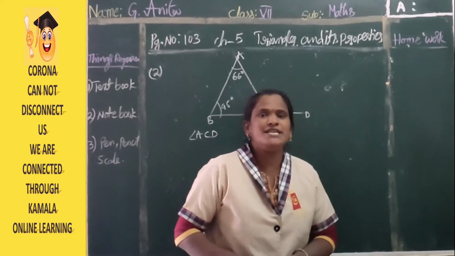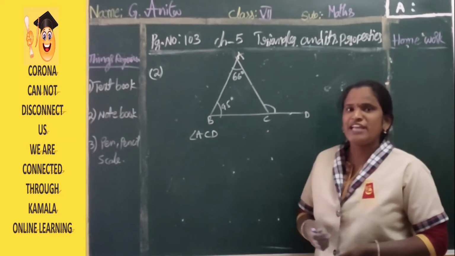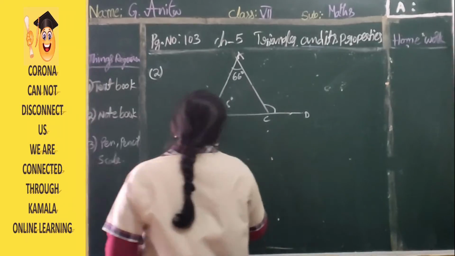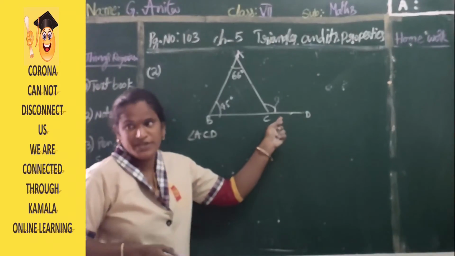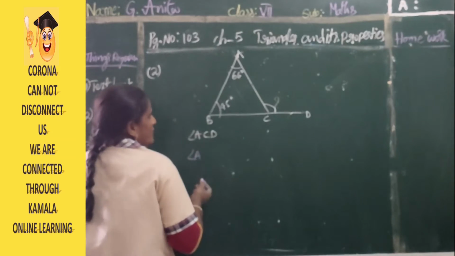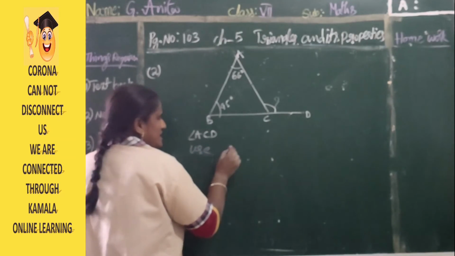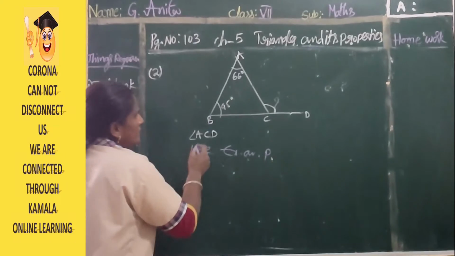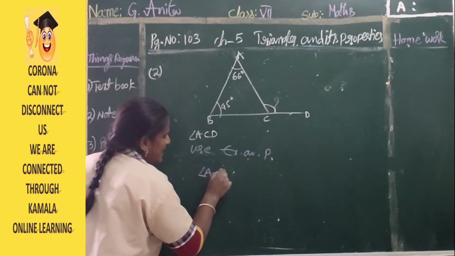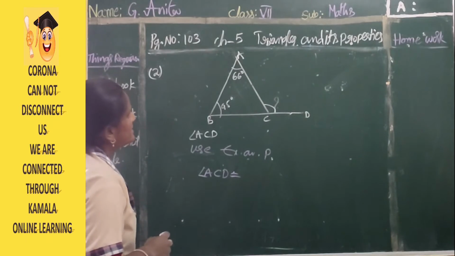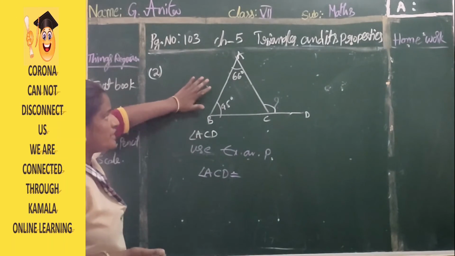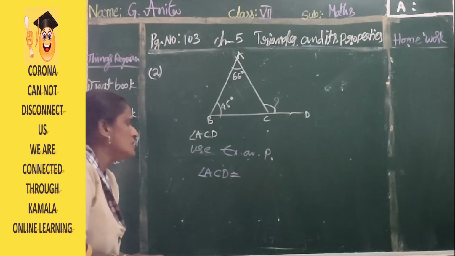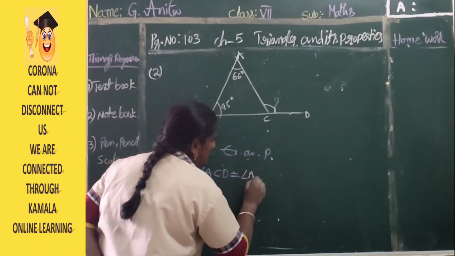Which property are we using here? Exterior angle property. Yes, exterior angle property. One exterior is there, two interiors are there. Okay, clear children? So angle ACD is nothing but the exterior angle. Use the exterior angle property. The exterior angle property says one exterior angle, that is angle ACD, is equal to the sum of two interiors. Which are the two interiors? 66 degrees and 45 degrees are the interior angles. So the sum of two interiors, that is angle A plus angle B.